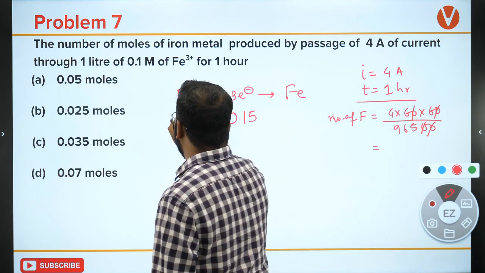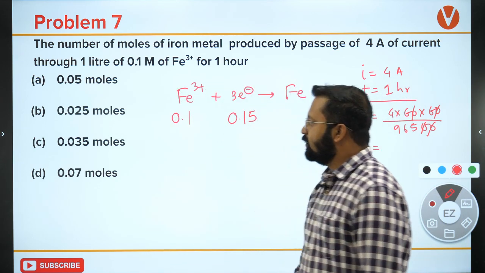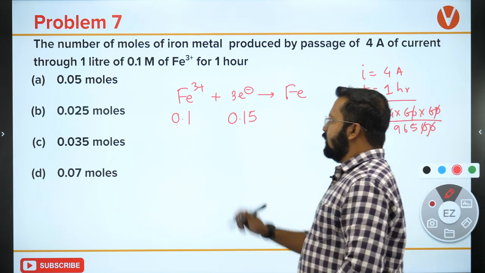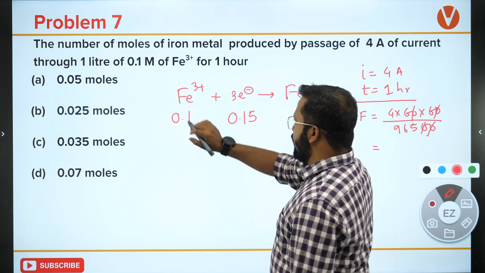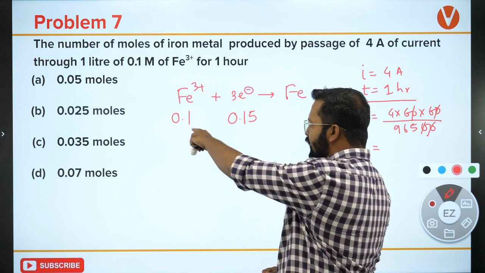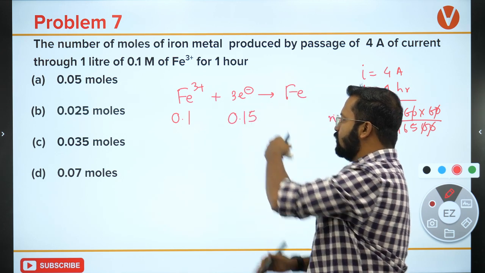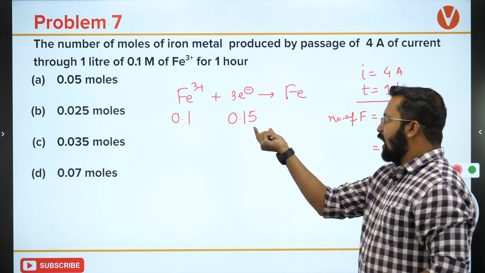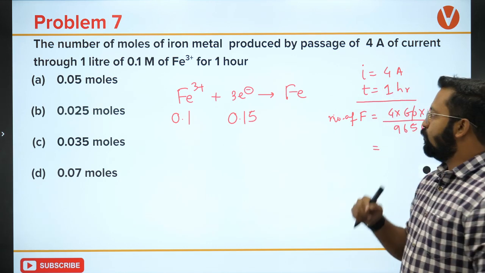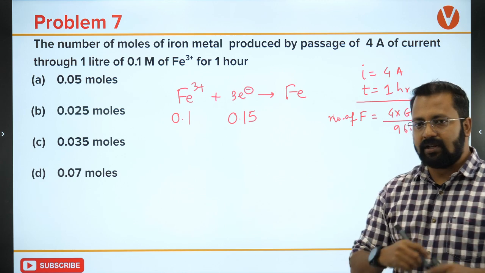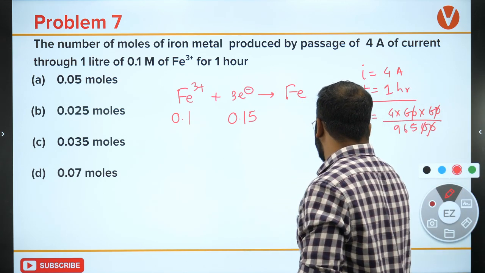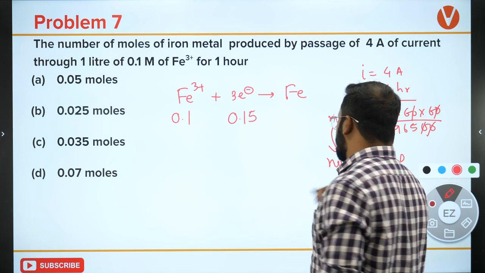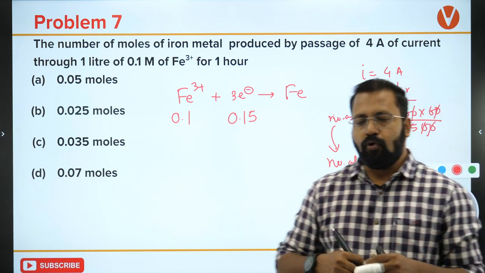Now how much have we taken? 0.1. Okay, 0.1 has been taken. Apply stoichiometry, it's a simple equation. If I have taken 0.1 and 3 electrons are required, then 0.1 requires 0.3 moles of electrons. How many electrons have been taken? 0.15. So the number of Faradays tells you the number of moles of electrons.